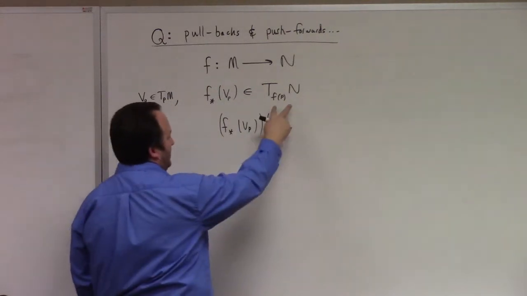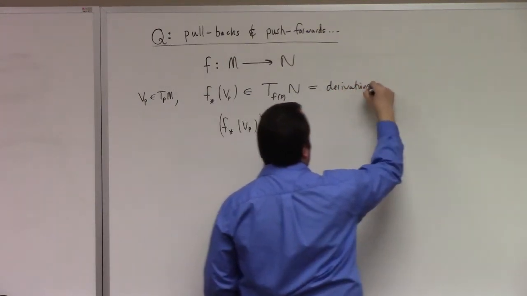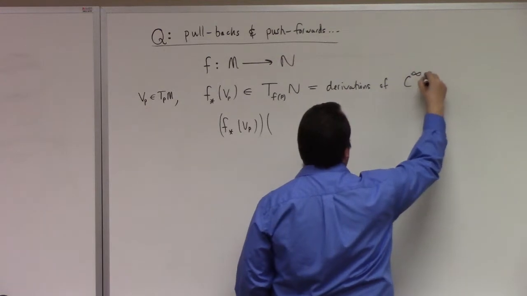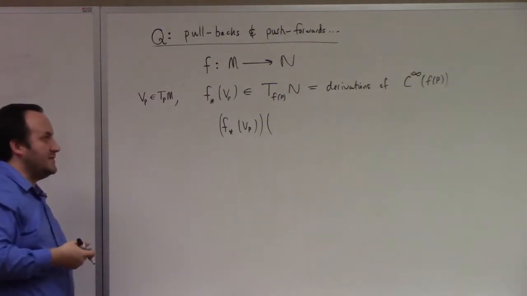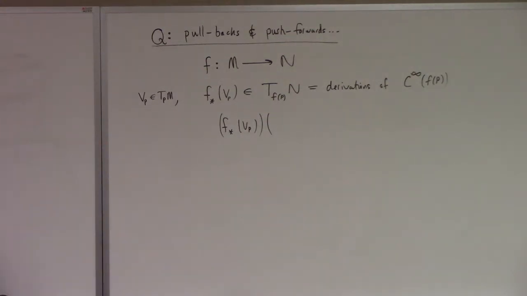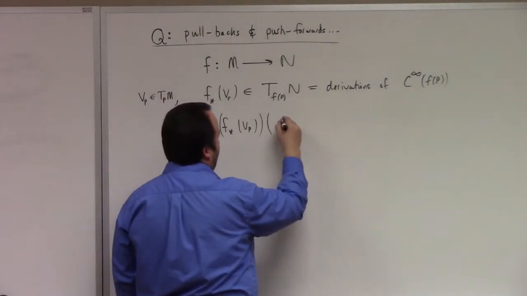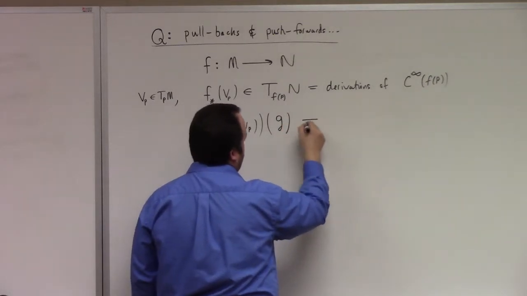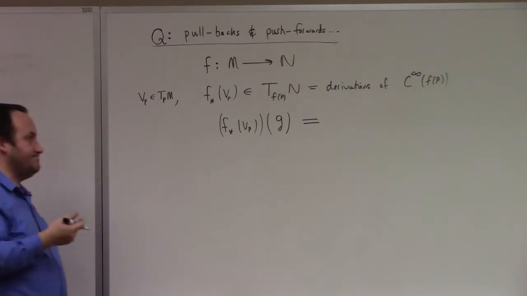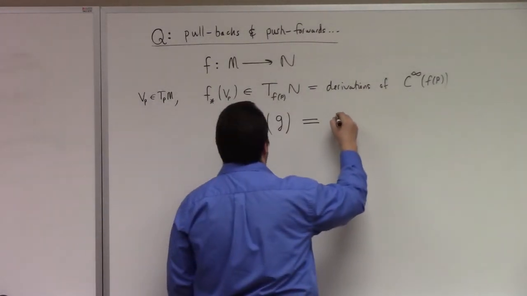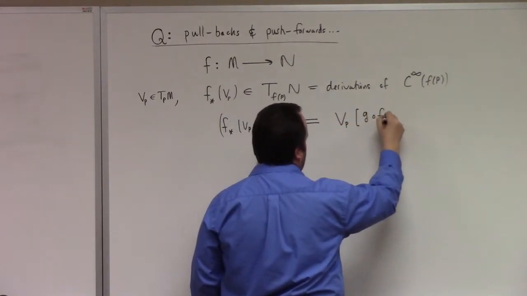We think of this as derivations, right? Derivations on C infinity of f of p. It's derivations of the smooth functions defined near f of p on the manifold N. And so in order to make sense of this, we should say how it differentiates such a function. Let's call it g. And so what is it? Yeah, v_p of g composed with f, I think is correct.